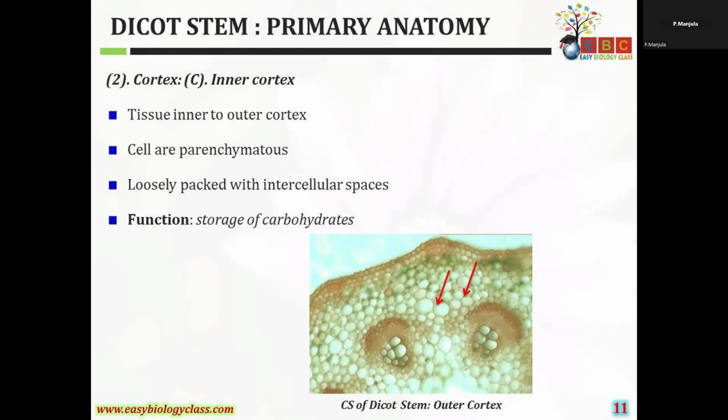So the main difference between the hypodermis, outer cortex and inner cortex: the hypodermis is mainly made up of collenchyma and gives mechanical support, whereas the outer cortex is made up of chlorenchyma, that is, it contains chloroplasts and mainly helps in photosynthesis, whereas the inner cortex's main function is storage of carbohydrates.